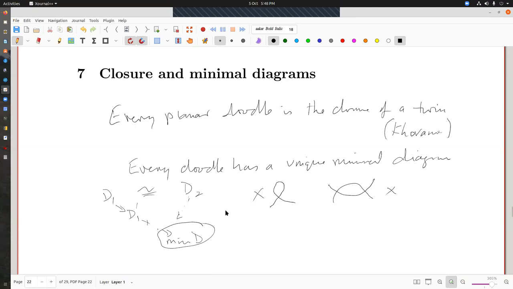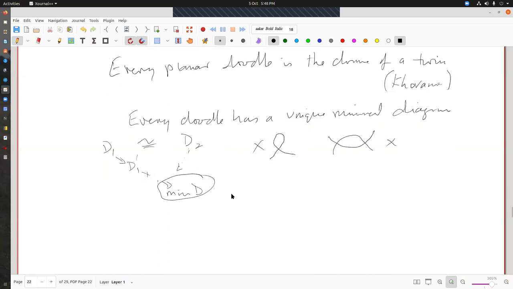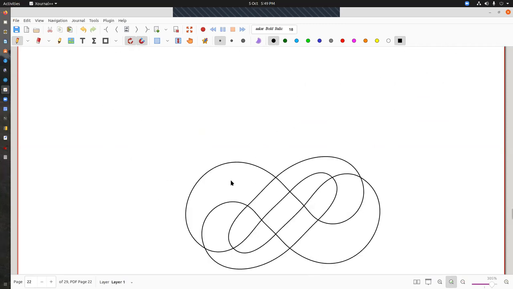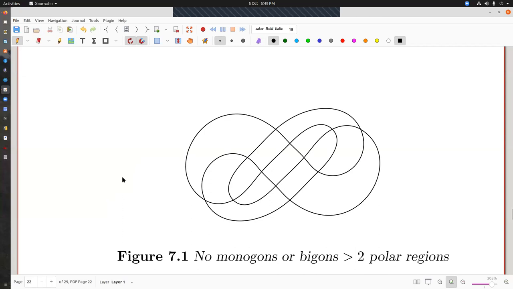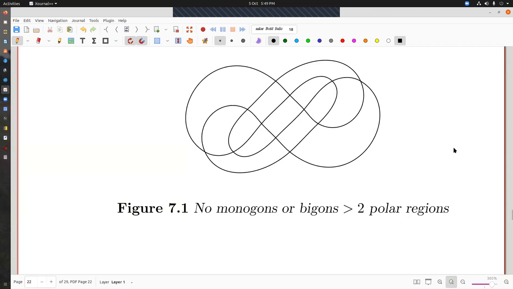Now, interestingly enough, a minimal doodle need not be the closure of a twin, and here's an example. This is minimal because you can check it has no monogons or bigons, and it has more than two polar regions, so it can't be the closure of a twin. So here's some more homework for you: find which of these regions here are polar. I think there's four of them. So there's an example.